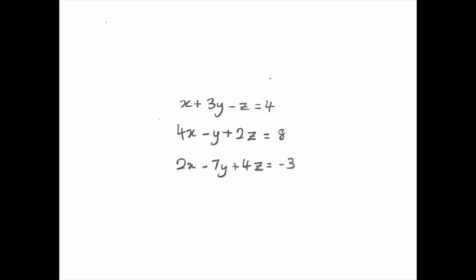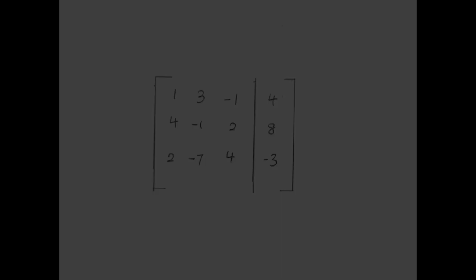This question, we're going to solve by using the Gauss-Jordan elimination method. As we can see, we have three linear equations with three different variables, which are x, y, and z. For the first step, we need to put these linear equations into augmented matrix form. So it will look like this.